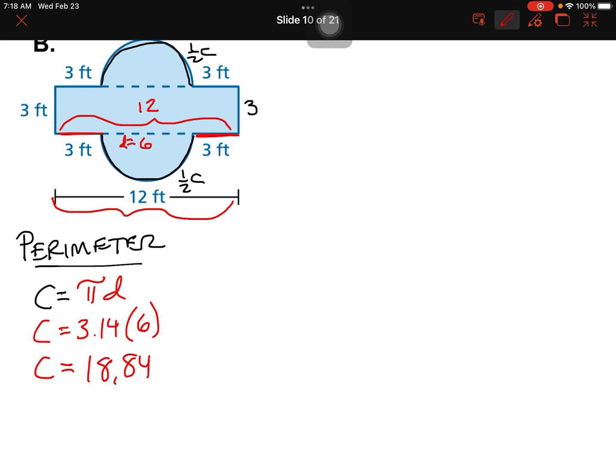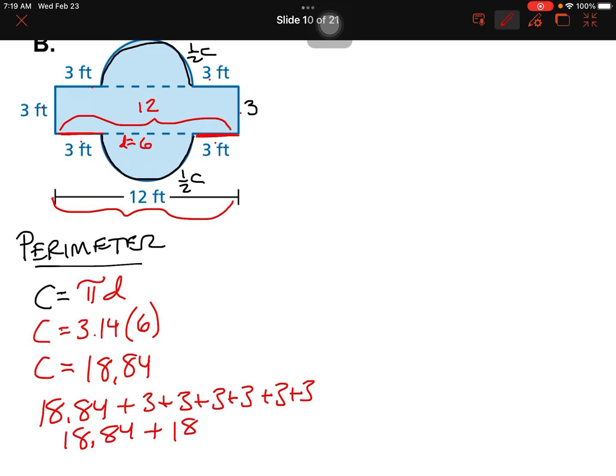Now, that would be just the circumference. That is not the perimeter. So I have to go 18 and 84 hundredths. Now, that would be the entire circle, which is what we need because we have two sides. And now if we count up how many threes we have, 1, 2, 3, 4, 5, 6 threes. So it's going to be 3 plus 3 plus 3 plus 3 plus 3 plus 3. And so really it is 18 and 84 hundredths plus 18, which is 36 and 84 hundredths. And it's just feet for our perimeter. Okay. So that is the perimeter.